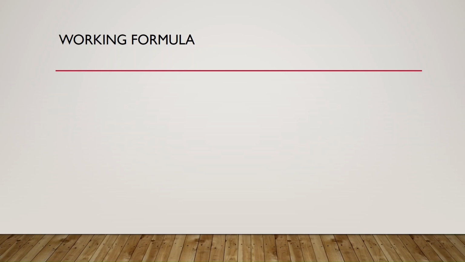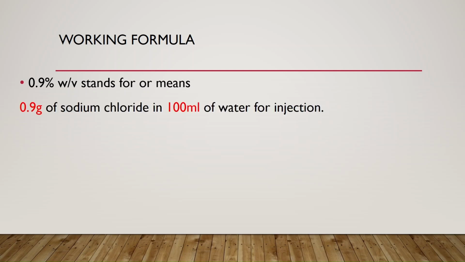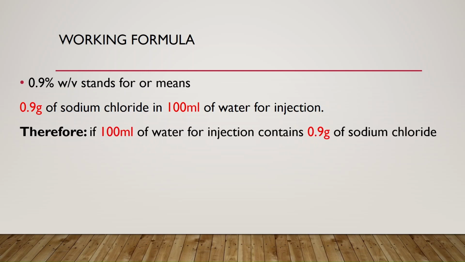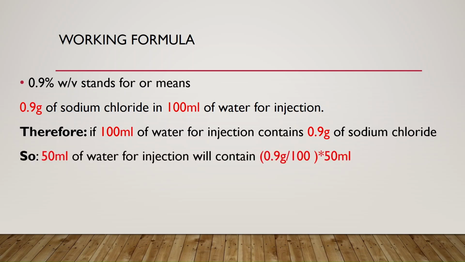So let's look at our working formula. We need to first know that the 0.9% weight in volume means that we have 0.9 grams of sodium chloride in 100 mls of water for injection. So after knowing that, if 100 mls of water for injection contains 0.9 grams of sodium chloride, what about the 50 we want to prepare?